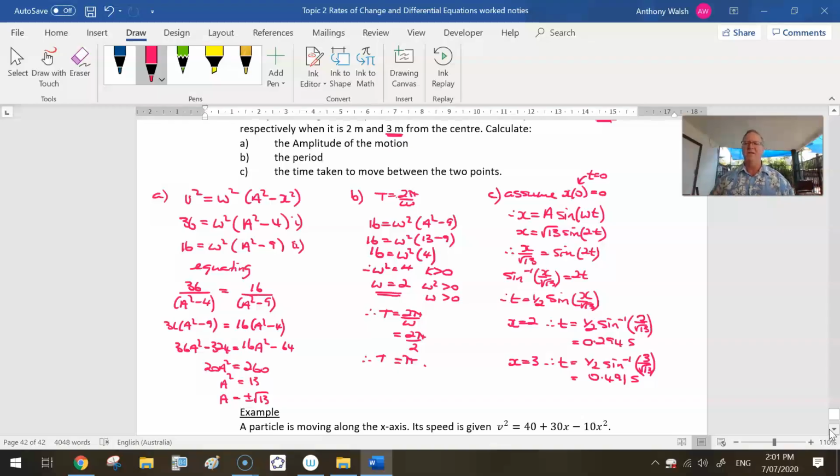How long does it take to get between the two? Well, time taken would just be the difference between the two. So time taken to get between the 2 points, 2 meters and 3 meters respectively from the origin, would be 0.491 minus 0.294, which gives a grand total of 0.197 seconds. Sweet.